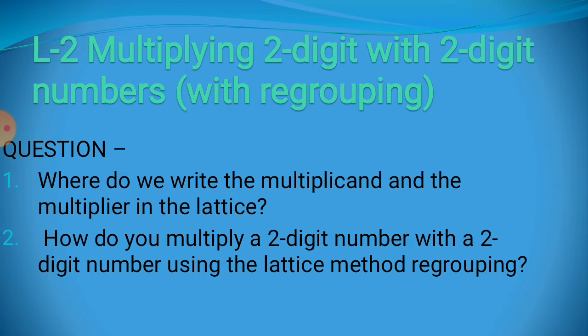Children, I hope you have gotten all the answers. Now children, this is lesson 2, multiplying 2-digit with 2-digit numbers with regrouping. So my question is, where do we write the multiplicand and the multiplier in the lattice? And second question, how do you multiply a 2-digit number with a 2-digit number using the lattice method with regrouping? So now children, watch this video.